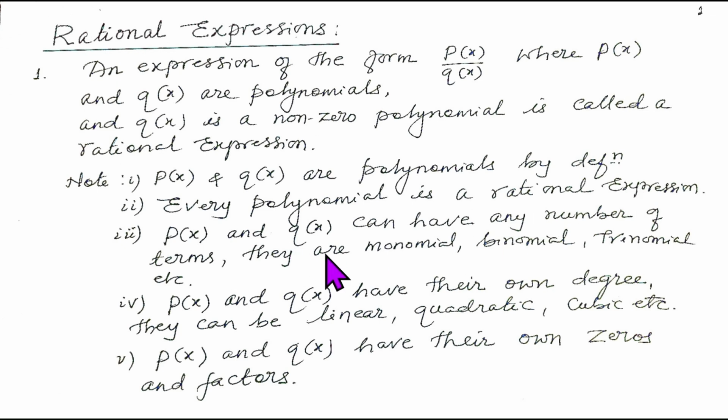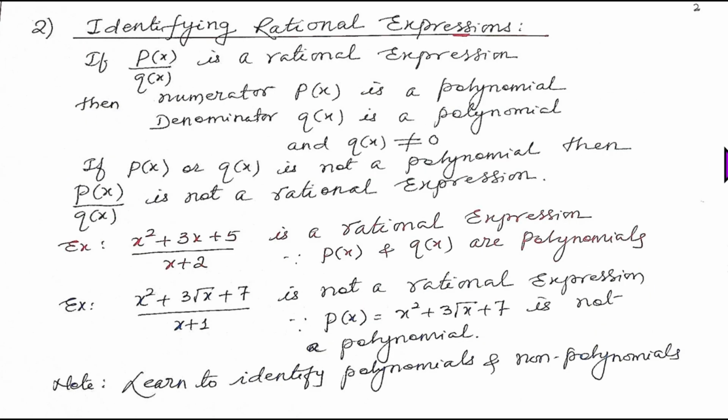p(x) and q(x) can have any number of terms, that means they can be monomials, binomials or trinomials, etc. p(x) and q(x) have their own degree. They can be linear polynomials, quadratic polynomials, cubic polynomials or polynomials of any degree n. And p(x) and q(x) have their own zeros and factors. Remember that.